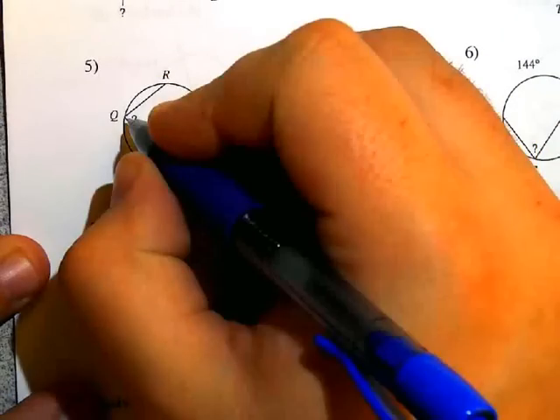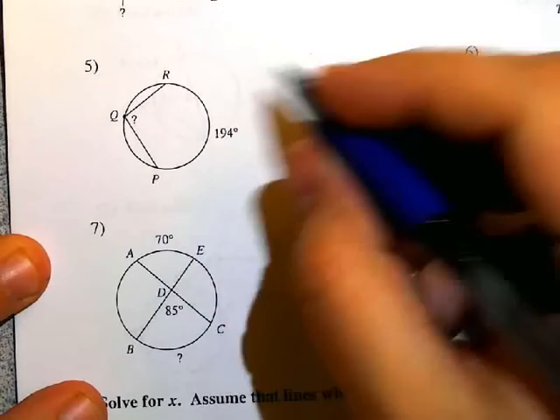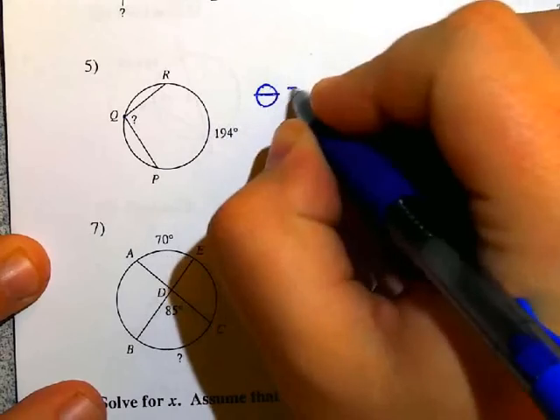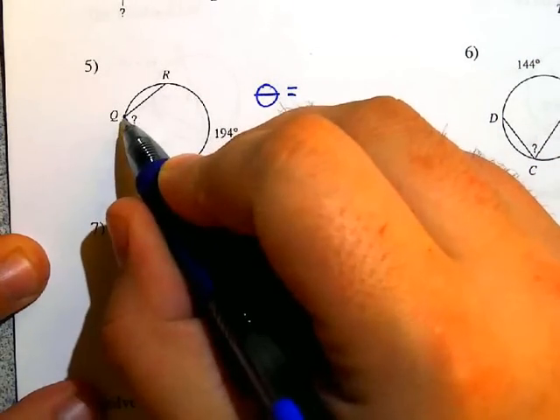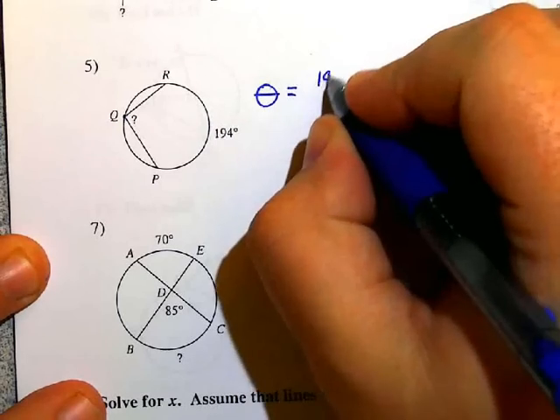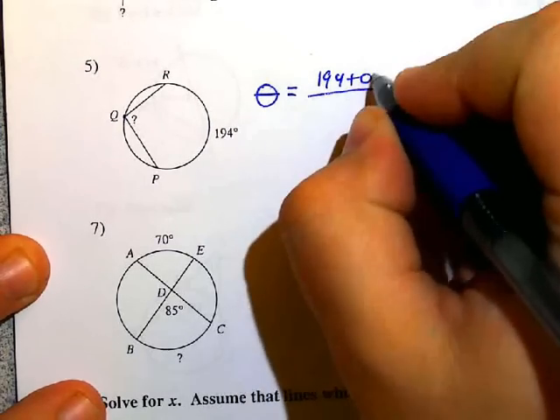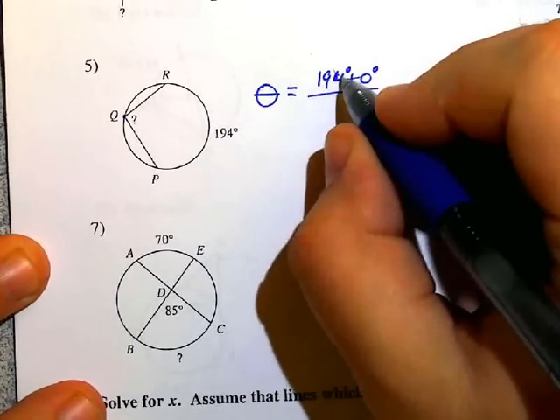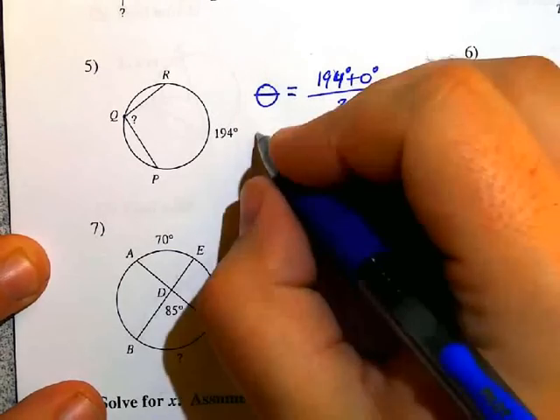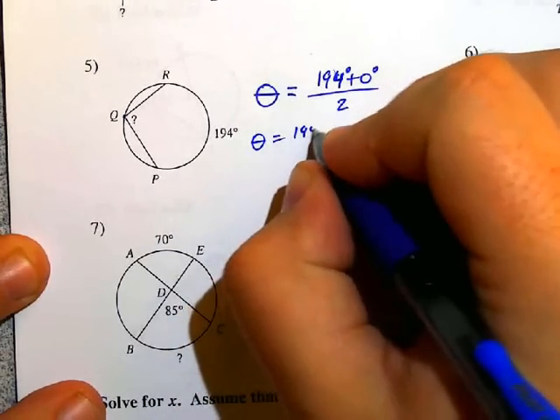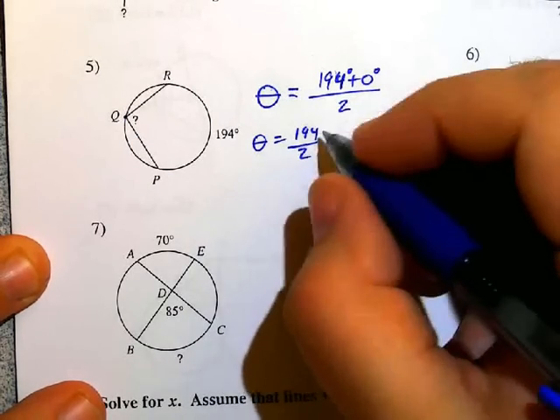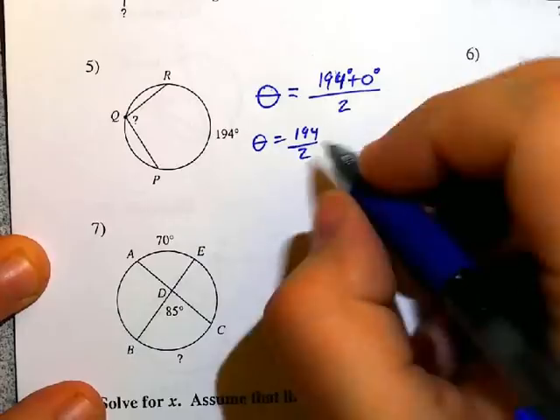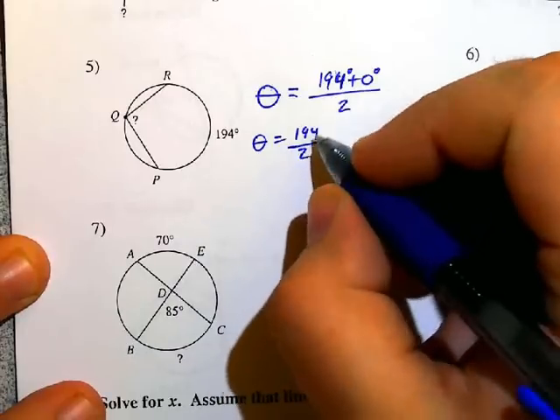Here is one where the secants have landed on the arc. And now this is still that idea of average. You just have to remember that the average is going to be the 194 plus nothing because there's no arc on this side. So 194 plus nothing. You don't have to actually write this out. You can just say it's 194 divided by 2. So really it's just going to be theta equals 194 over 2. That's any time the angle is on the circle. You're going to cut the arc in half to get the angle or double the angle to get the arc.